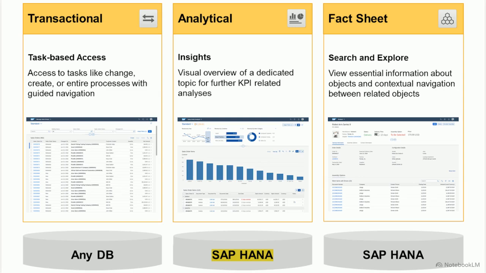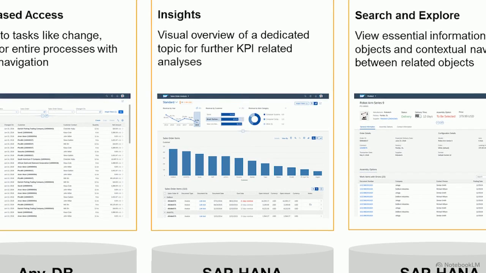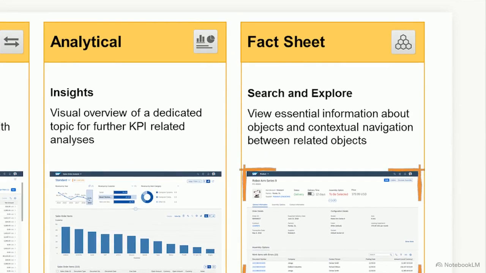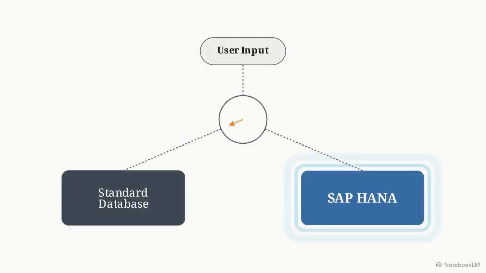Analytical apps use that in-memory speed to provide visual overviews of complex topics. This allows a user to monitor KPIs and move directly from an insight to an action. Fact sheets provide the final layer for search and exploration. They offer a 360-degree view of an object and allow the user to navigate contextually between related pieces of data. This setup optimizes computing by shifting the workload between standard database transactions and high-speed analytics based on the user's needs.